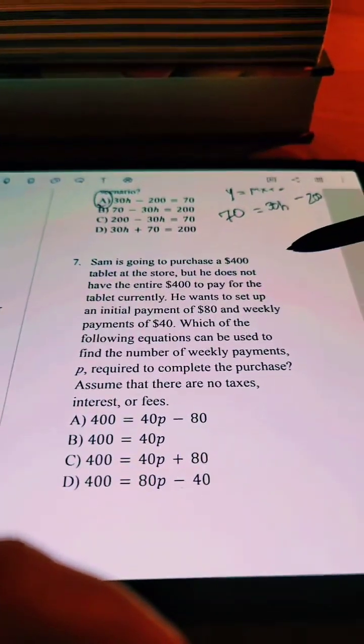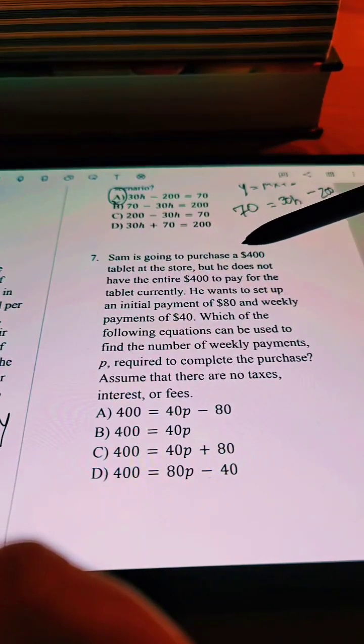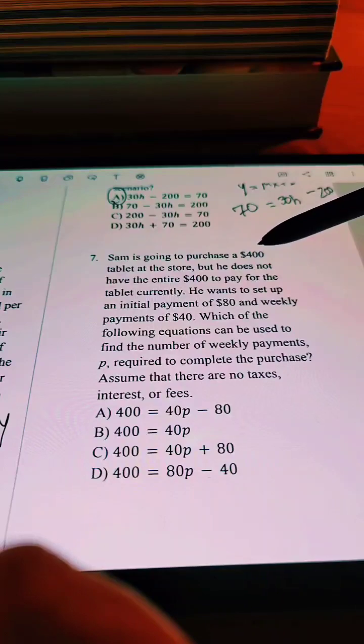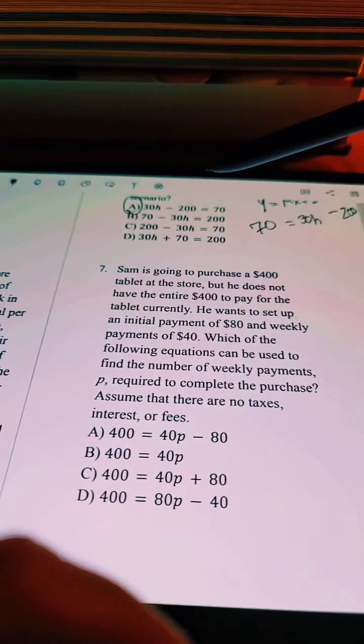So then let's go to number 7. Sam is going, can you do block it? I don't know what that means.